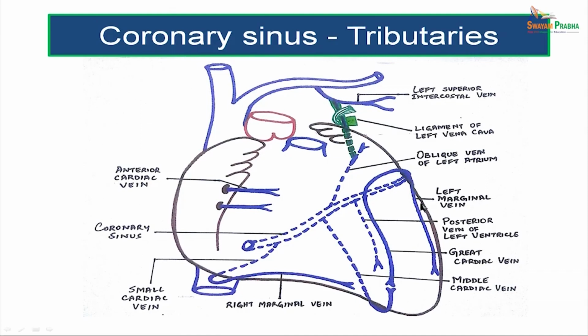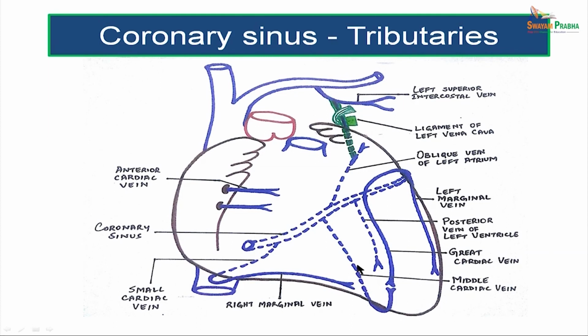Before it ends, it receives this vein, and that is the left marginal vein. Left marginal vein will end in the great cardiac vein. After receiving this, the great cardiac vein will end in the left side of the coronary sinus. You also find the coronary sinus on the posterior aspect receiving this tributary. This is the middle cardiac vein.